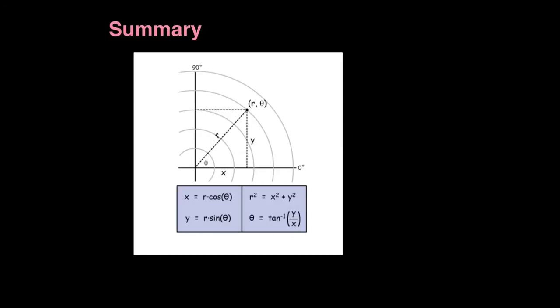So here's the summary of what we're looking at. If we are given the polar and we want to find Cartesian, or find rectangular, we would find the x-coordinate by taking r times the cosine of theta. Y is r sine of theta. And if we're given rectangular and want to go to polar, we would do r squared equals x squared plus y squared, and then we would take the inverse tangent of y over x.